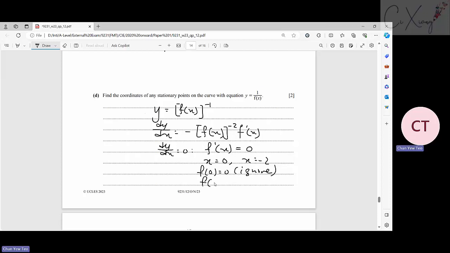But f(-2) is -4. So therefore your stationary point will be (-2, -1/4). This will be your stationary point. However, this question is only 2 marks, so maybe there's no need for you to show so detailed. But this is my suggestion of the working over here for you to refer.